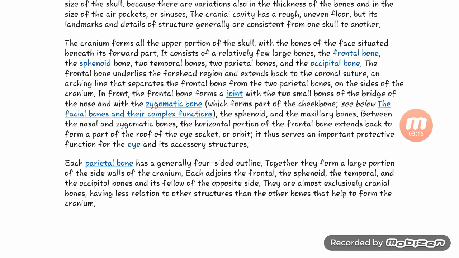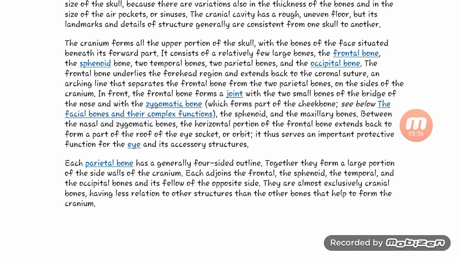So the cranium forms all the upper portion of the skull. The upper portion of the skull is the cranium, which consists of the frontal bone, sphenoid, occipital, zygomatic, facial bones and their complex function.